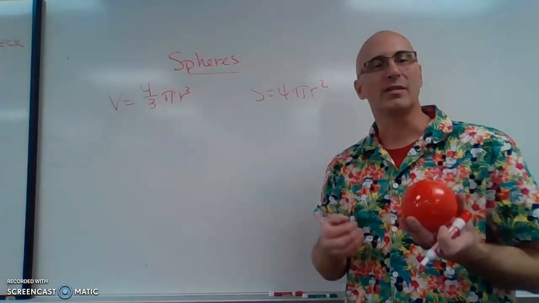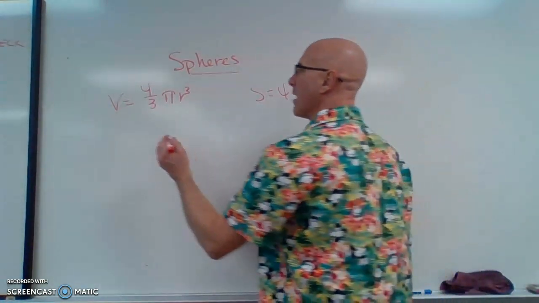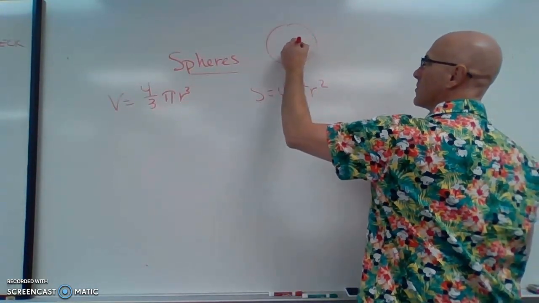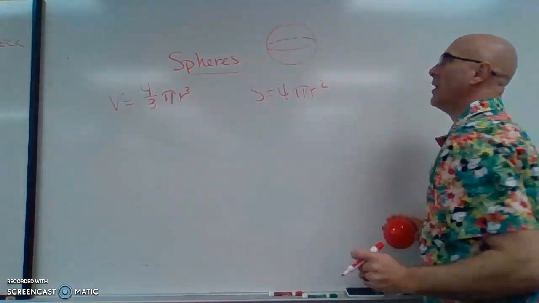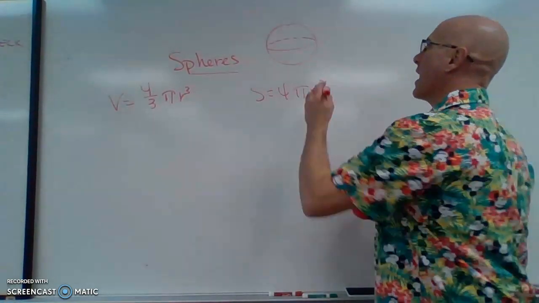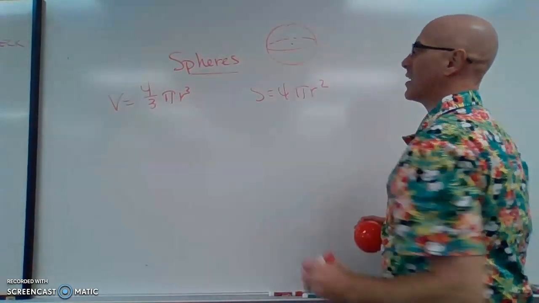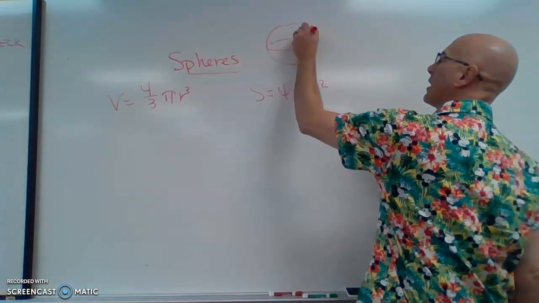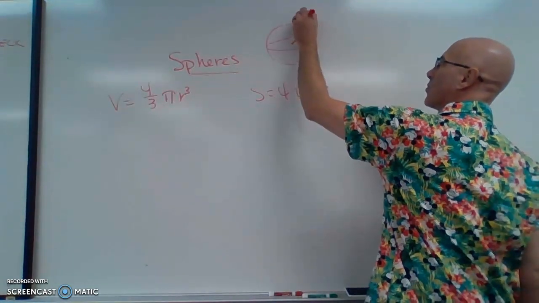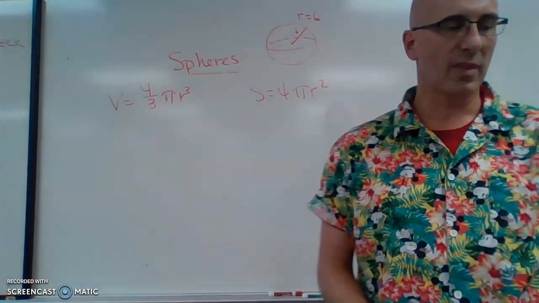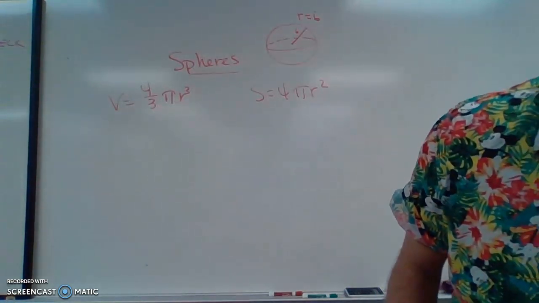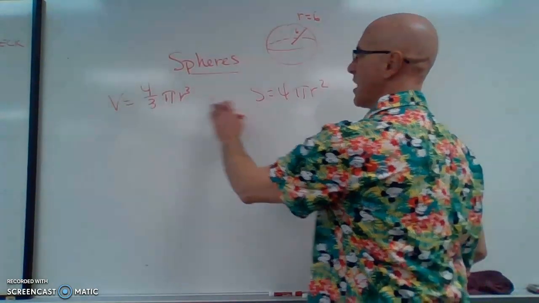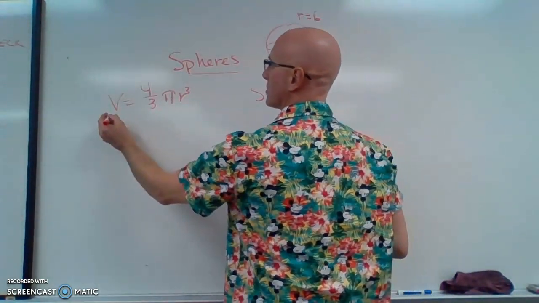Let's just do one example. So say we have a sphere. I'm going to draw one up here. Not too good at drawing a sphere. Okay, so there is a sphere, and I'm going to put a dot in the center of the sphere. Say, for right now, our radius is 6. So radius equals 6. I am going to try to find both the surface area and the volume. So let's do the volume first.